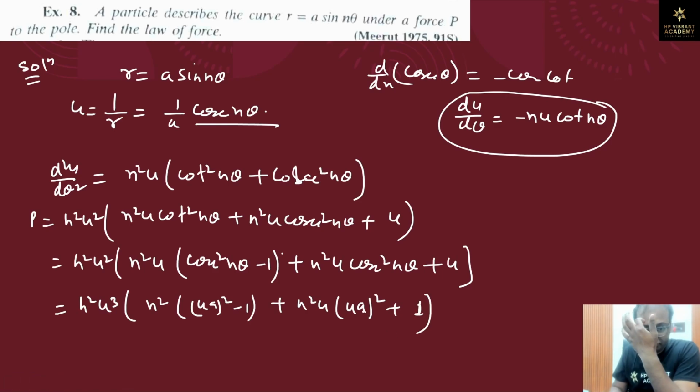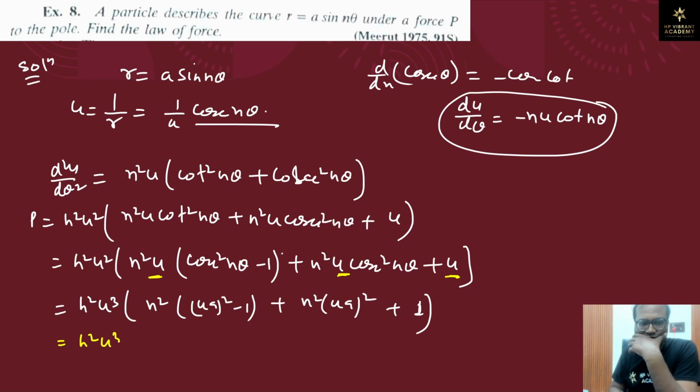Okay, u we have taken common. This is n square into u a whole square, n square into u a whole square plus 1. And we have the u here. So here it is u, here u, and here it is u. So we have taken out, so this is u cube.